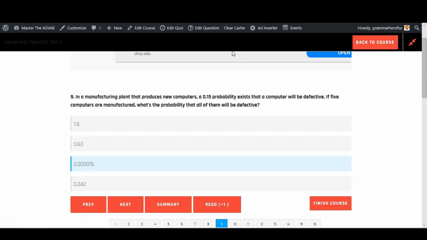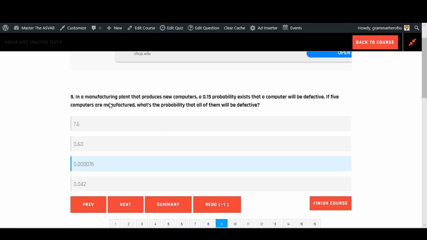Right, there we go. All right, so number 9 says, in a manufacturing plant that produces new computers, a 0.15 probability exists that a computer will be defective. If 5 computers are manufactured, what is the probability that all of them will be defective? So in this case, we have to understand that this question is asking us to compute the probability of independent events. More specifically, we're being asked to calculate what are the odds that if 5 computers are produced, they'll all be defective.